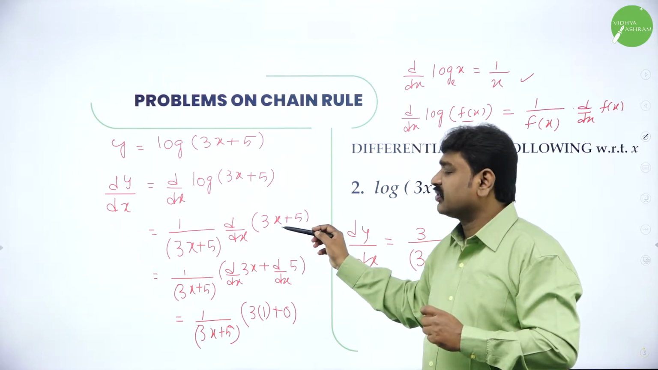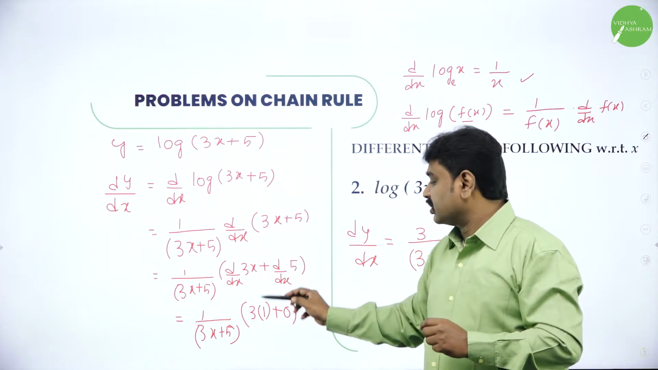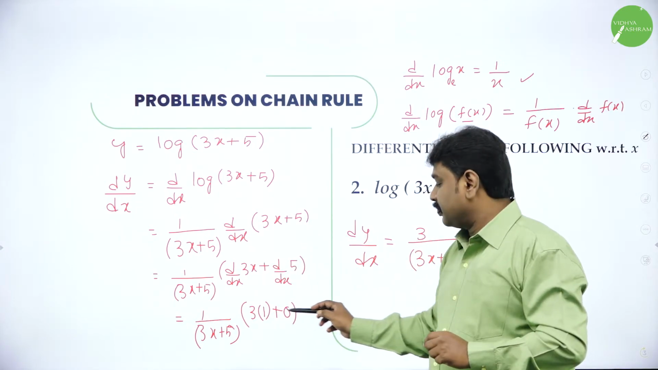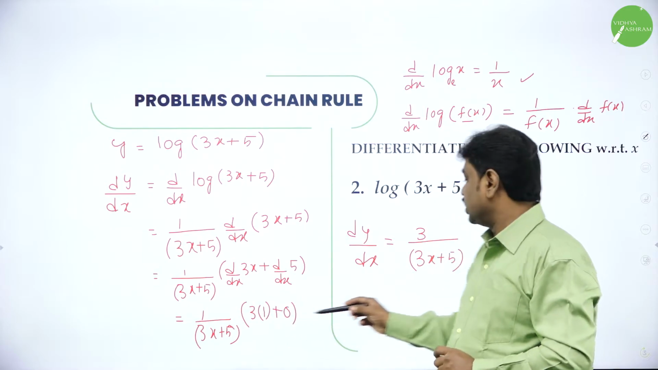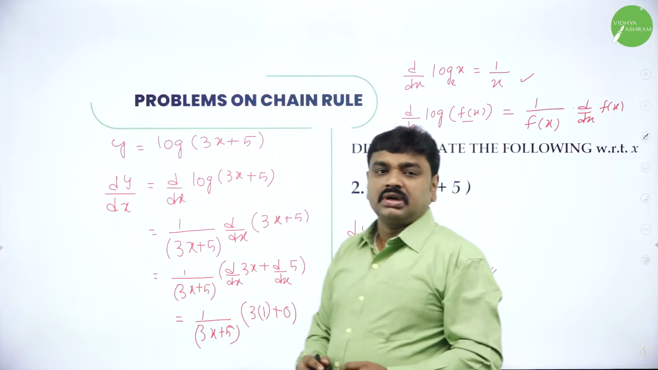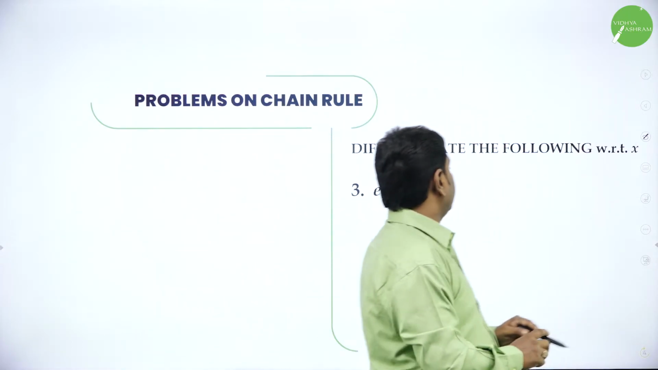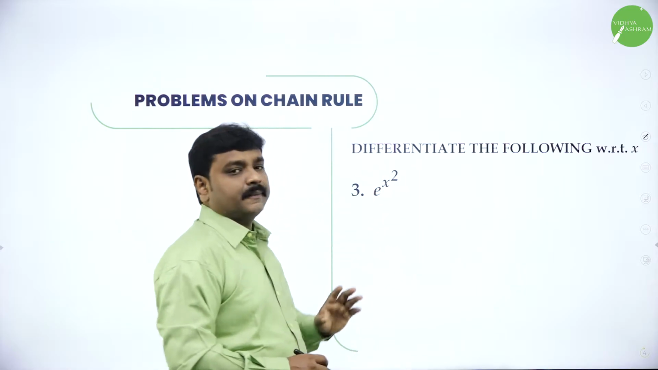So what is the derivative of 3x? 3 is constant, take it out, the derivative of x is 1. So 3 into 1 is 3. 3 plus 0 is 3. So the numerator becomes 3 and the denominator is 3x plus 5. This is the answer. And the next interesting question, that is e power x square.